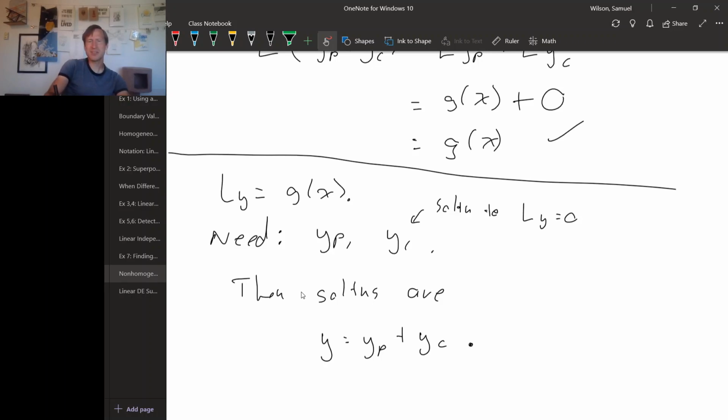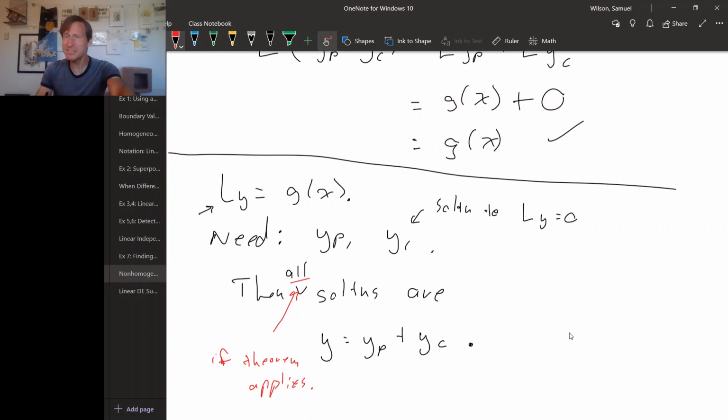I should comment on this: I said all solutions are of this form, and that's true if you can apply the uniqueness theorem to this differential equation. And remember, that's usually going to be the case as long as all your coefficient functions are continuous and your leading coefficient isn't 0. So when I say all here, it's usually all if our theorem for uniqueness applies, which it does usually in most cases. So that's the superposition principle for non-homogeneous equations. Rather than just taking any combination of solutions, it's a particular solution plus the complementary function.